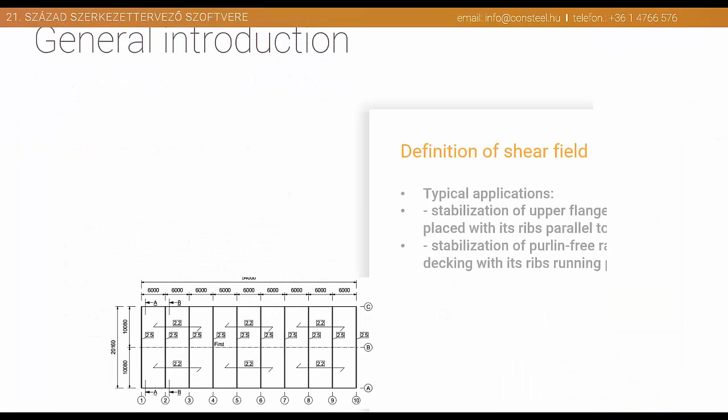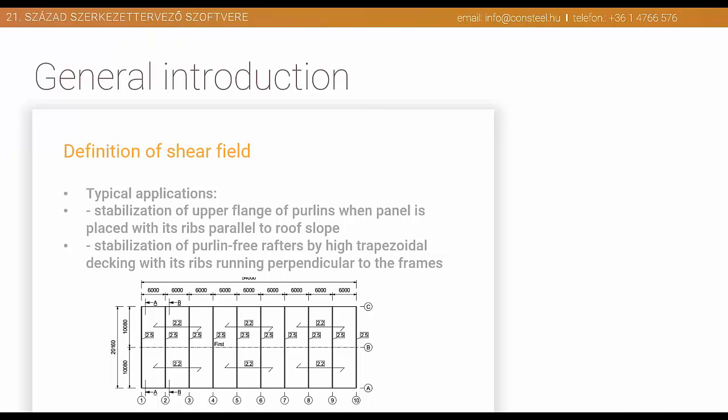There are two typical applications of such trapezoid decking. One is if I have a structure where we have frames and purlins on it at a certain distance, and on top of the purlins there is a trapezoid decking or sandwich panel where the ribs are running parallel to the roof slope, so perpendicular to the purlin. Then I can assume that the roof sheeting, when it is correctly built, erected and fixed at certain positions, provides an elastic restraint to the top flange of the purlin.